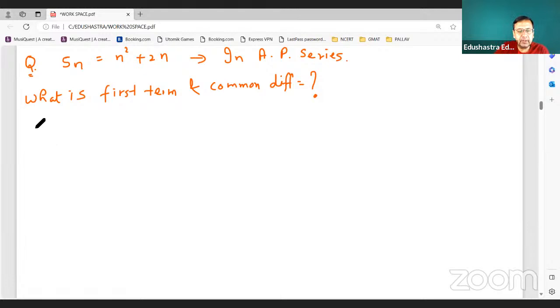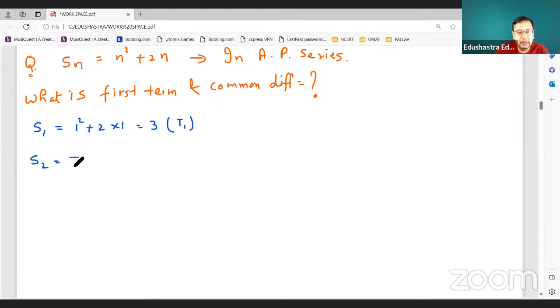So if I want to calculate the sum of first terms, right, only just the first term. So n is 1, right? So I can put here. So this is 1 square plus 2 into 1, which is nothing but 3. And what is 3? Sum of only one term. So there is only one term. So this is T1, the first term, right? This is first term.